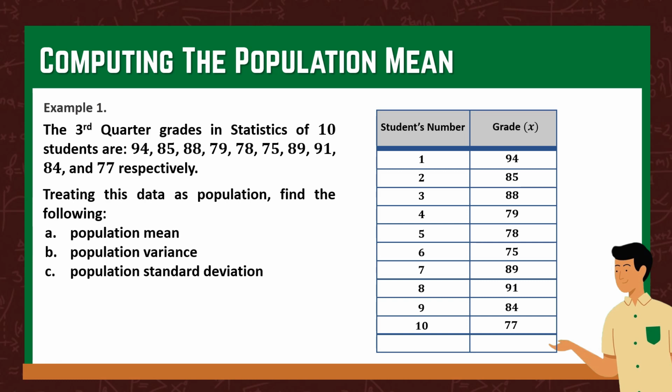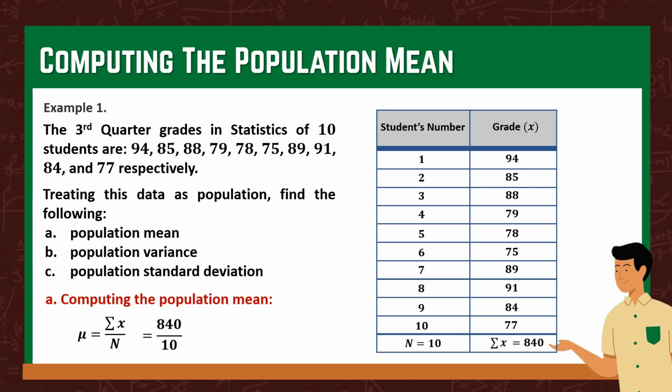As you can see, we have 10 students, so that our N equals 10, or the number of elements in the population is 10. And these are the corresponding grades. We're going to add all of these grades so that we will have the summation of x equals 840. Now, to compute for the population mean, we have the formula, the summation of x divided by N. So substitute the values. We have 840 divided by 10 equals 84. Therefore, the population mean is 84.